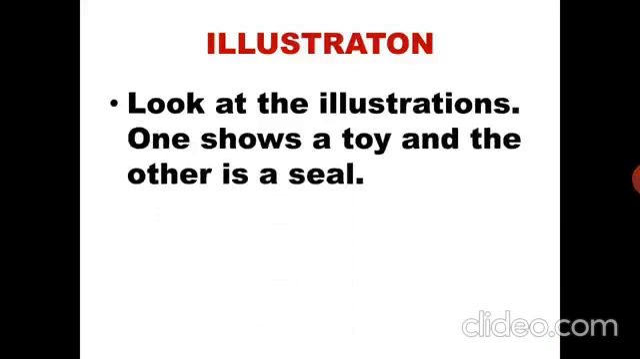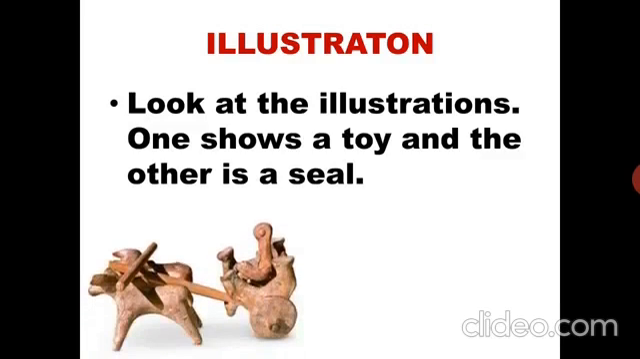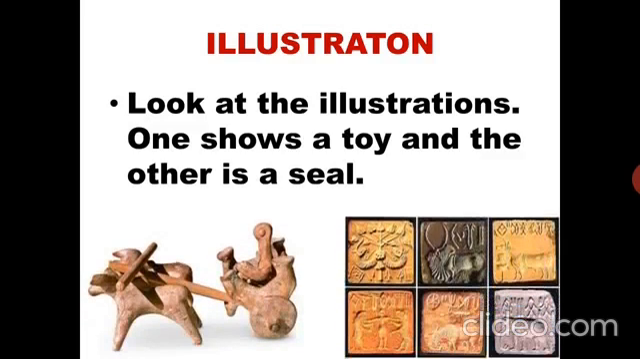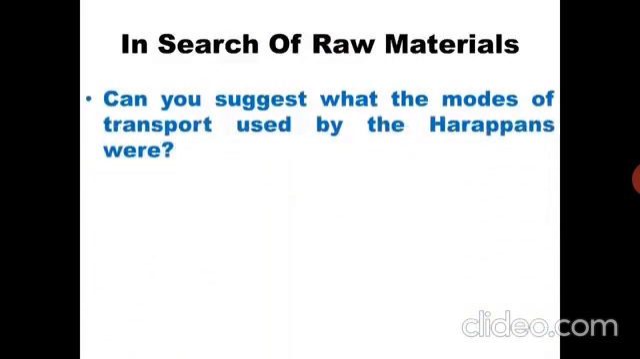Look at the illustration. One shows a toy and the other is a seal. So you can see a toy and a seal. In this illustration, can you suggest what the modes of transport used by the Harappan people were? Would you be able to give me the answer? Anyone can give me the answer of this.